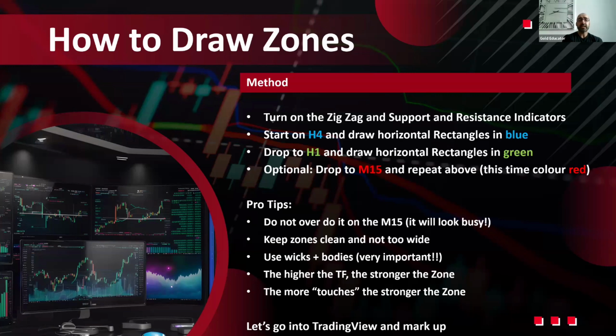So if we are trading, for example, on the 5-minute chart, 15-minute chart, or anything less than that sort of time frame, you want to draw your zones on what we call the H4 chart. Now, what I mean by that is the 4-hourly chart. And that's because the higher the time frame, the stronger the zone will be, okay? So we're going to draw the zones in blue for H4. And then we're going to go down to the 1-hour chart. I'm going to draw the same zones then in green. And that's going to be enough.